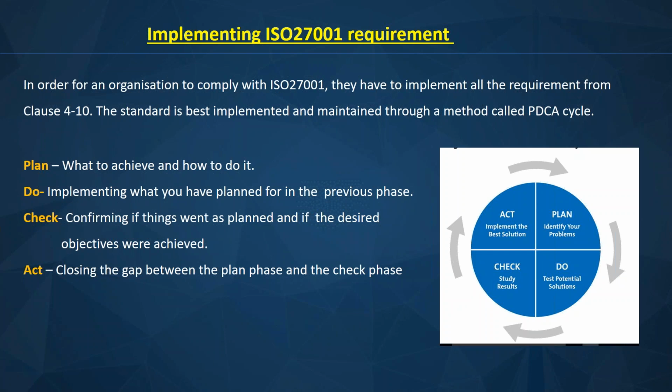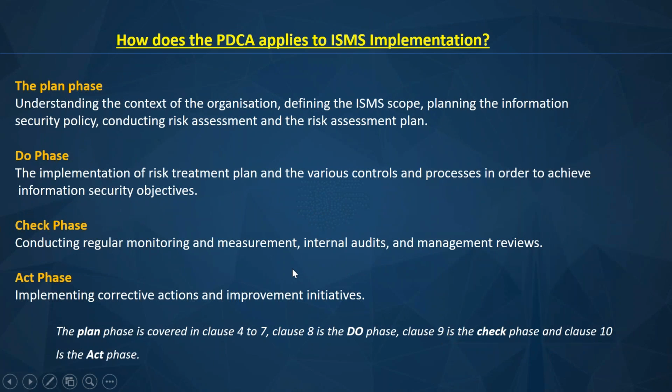So you plan what you want to achieve, you do it. When you do what you planned, you check if what you planned has been done, and then in the act phase, if there's anything left undone, if there's any gap, you close it. I'll show you how this relates in the next slide. So how does this PDCA, the Plan Do Check Act, apply to ISMS implementation? Understanding the context of the organization, that's the plan phase.